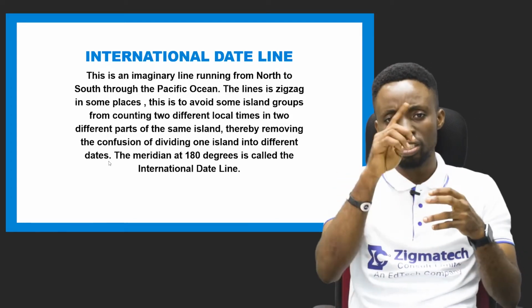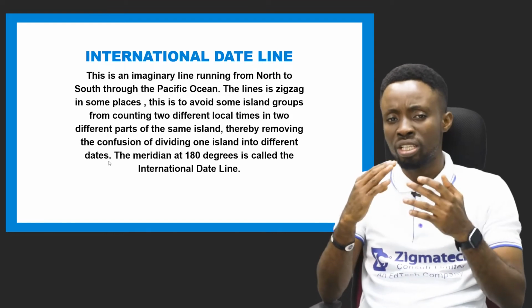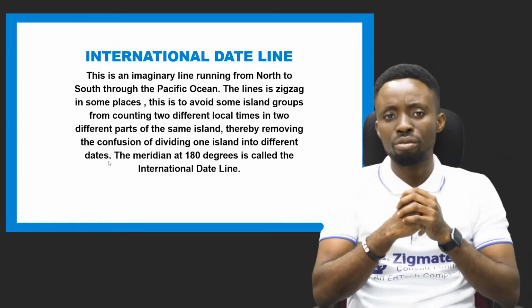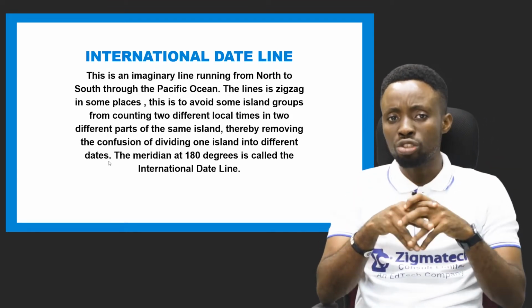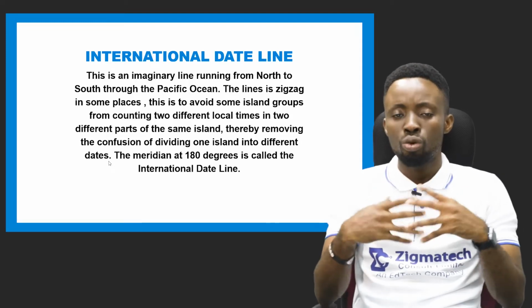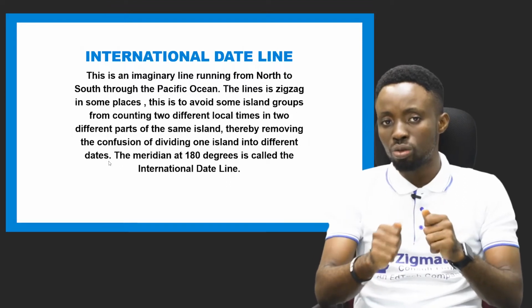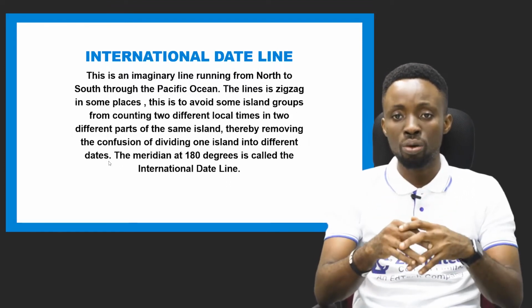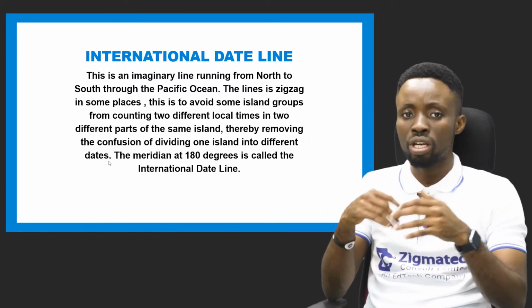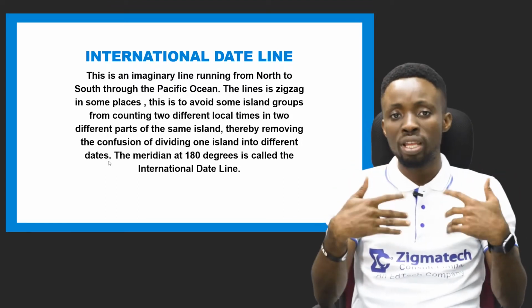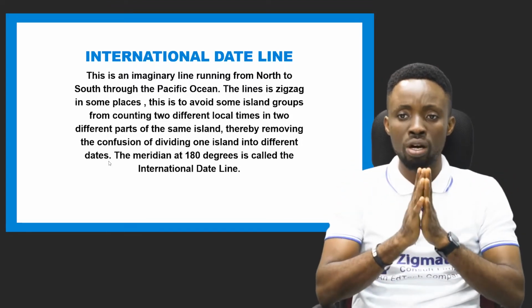Now, why is it drawn in a zigzag format? The international date line is actually drawn in a zigzag format so that some countries found in the Pacific region will not have multiple local times in a particular place. So it's drawn in such a way that they will have uniformity in their local time.